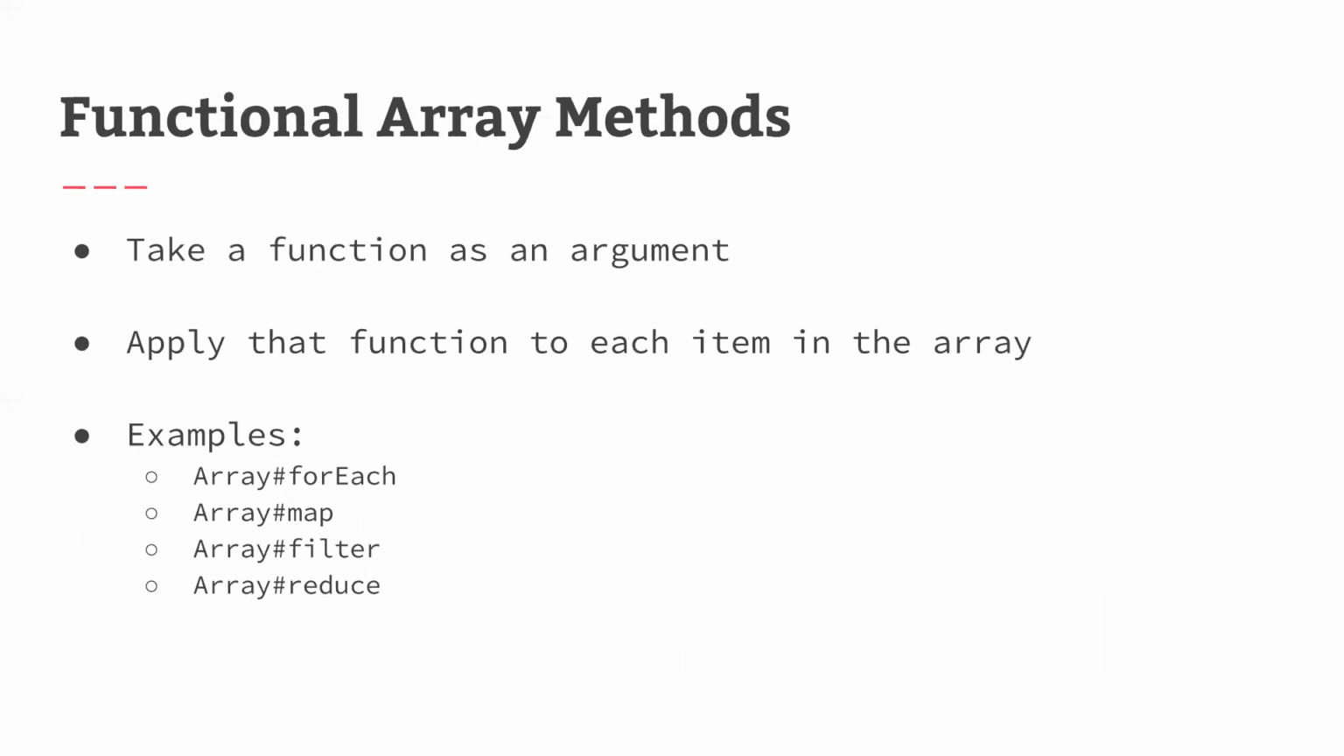Yeah. Why are those notated with pound signs and not dots? Yeah, that's a great question. So the pound sign indicates that it is an instance method, right?